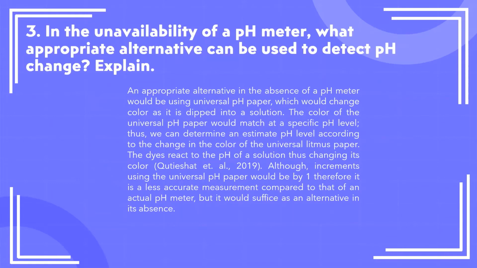For the third study question, an appropriate alternative would be using universal pH paper. Universal pH paper involves dyes in the paper which change according to the pH level. The colors would then be compared to a meter which would indicate what pH the solution would be. Although the increments of the universal pH paper would be by 1, meaning it is a less accurate measurement compared to the actual pH meter, this would be a sufficient alternative for the pH meter in its absence.